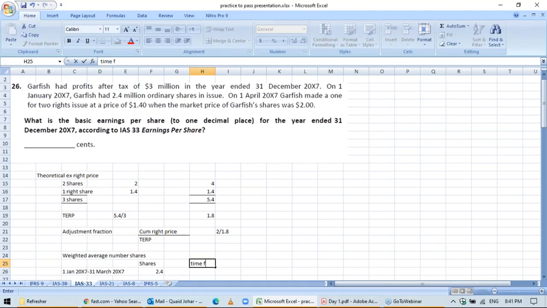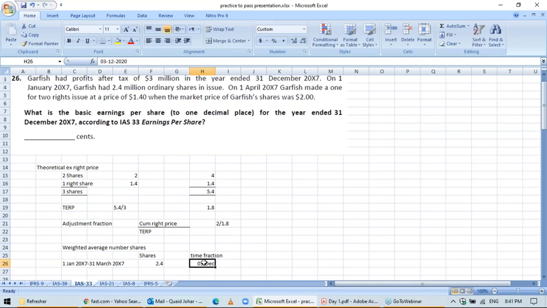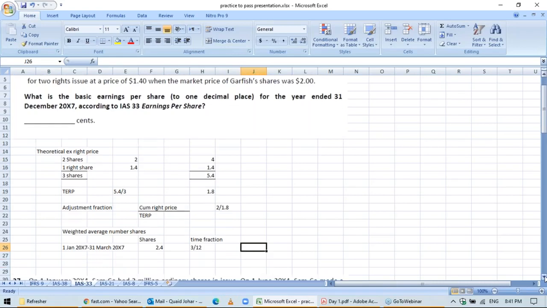So we will take a time fraction. The time fraction is 3 by 12, right? So what we'll do, we will first see that since the beginning of the year, till what date the number of shares changes. The change in shares occurred on 1st April. So first I took 2.4 million shares at the beginning and the time till the shares change. The shares changed on 1st April, so I've taken a time fraction of 3 upon 12.